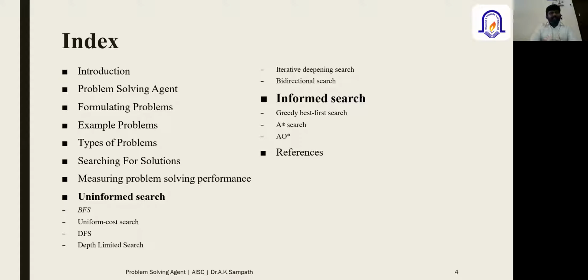The first half modules' content was the introduction. Then we discussed what is meant by a problem solving agent. Then we discussed the different methods through which we can formulate problems. Also, we started discussing different example problems, and different types of problems, which we will continue with. And then we'll go with searching for the solutions.